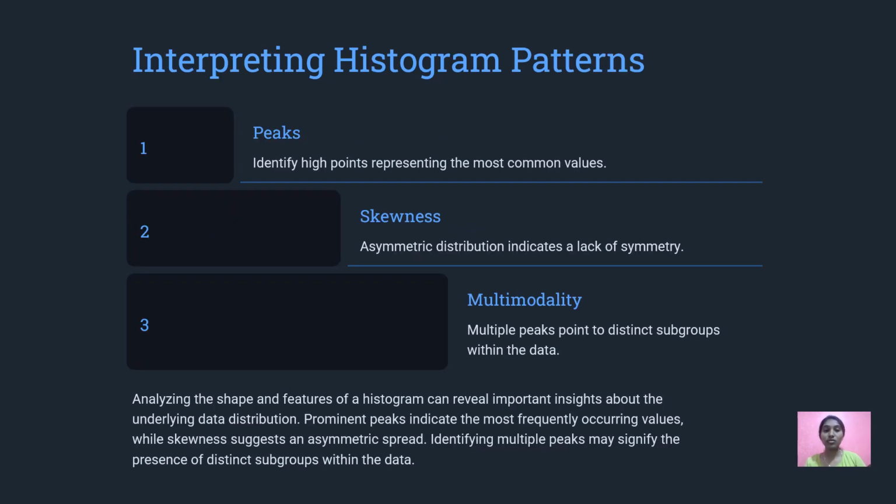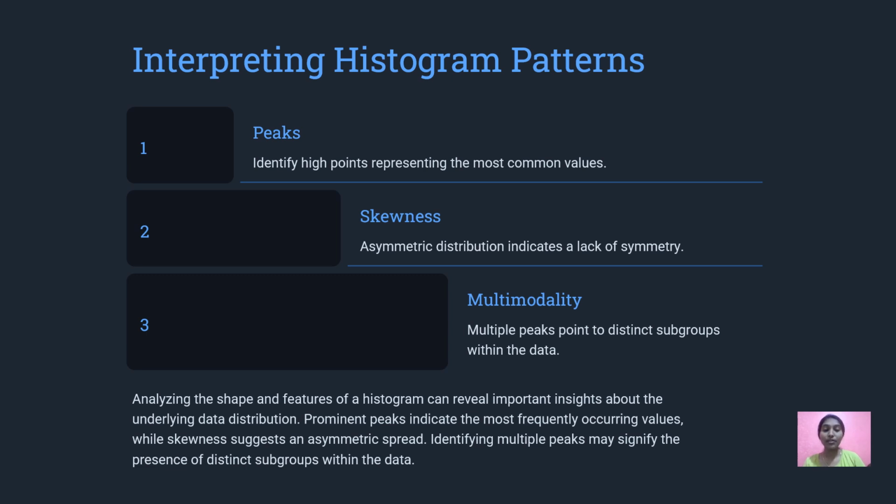Interpreting histogram patterns. In histogram patterns, there are three types of patterns: peaks, skewness, and multimodality. First one is peaks. Identify high points representing the most common values. So it identifies the high points in the histogram visualization. Next comes skewness. Asymmetric distribution indicates a lack of symmetry. Multimodality: multiple peaks point to distinct subgroups within the data. In histogram visualization, there can be multiple peaks, and we call that multimodality.